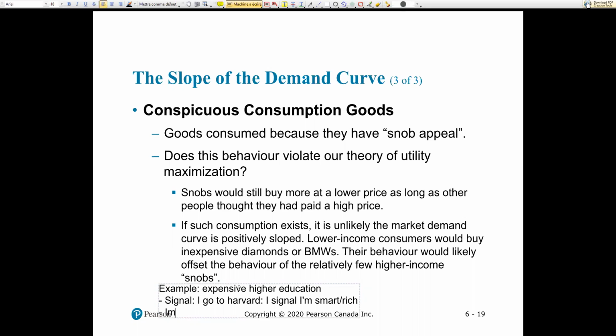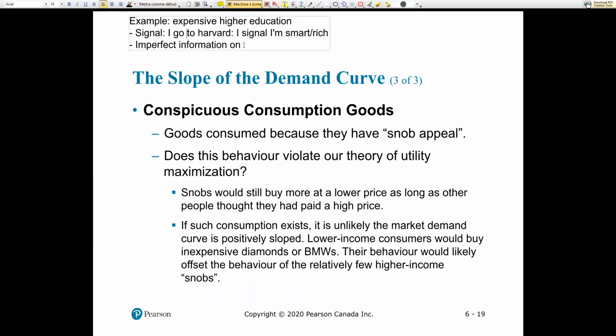So, imperfect information and quality. Let me put that there. Again, that's outside of it. For now, we assume everything is known about the goods. There's no information you can get. In the real world, what happens is you don't exactly know what you're buying.